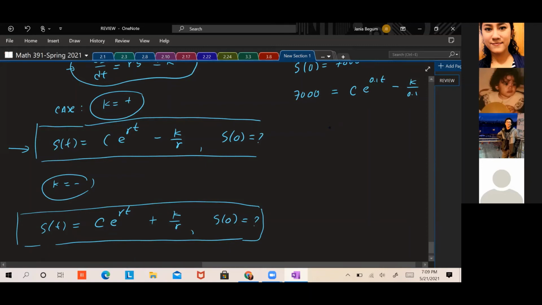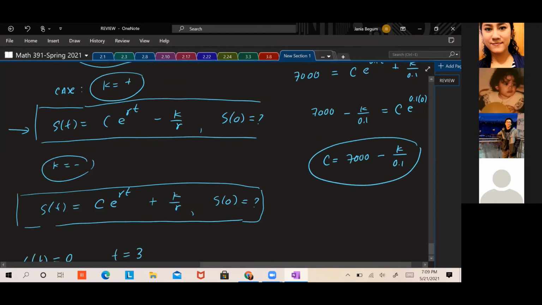Would you get S naught minus K over R? Yeah, so you would get 7,000 minus K over R, which is 0.1, is equal to C e to the 0.1 times 0, because t is 0. So C is going to be 7,000 minus K over R, which is 0.1. Yeah, you're right. And then you just plug that in here, and then it modifies again.